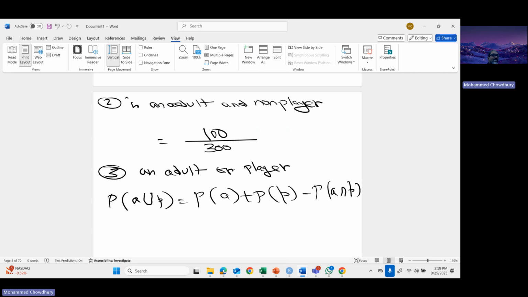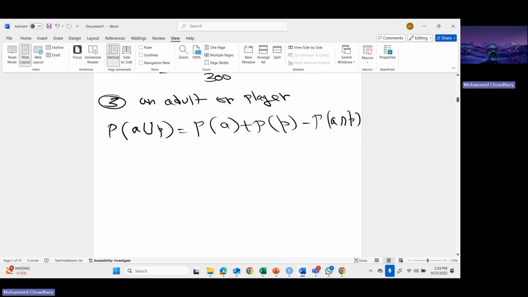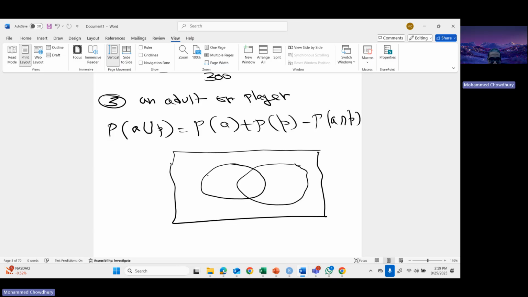Do you understand this formula? If you do not understand these things, let me give you an explanation for the formula. Suppose you have one circle like this and another like this. This is adult and this is player. I am going to explain why the formula is like that.